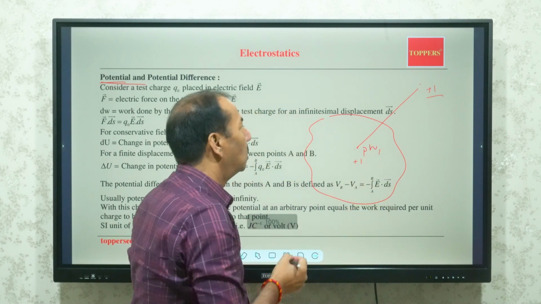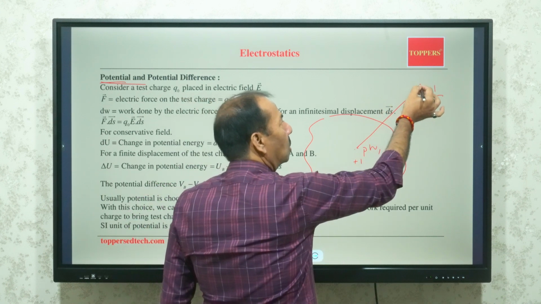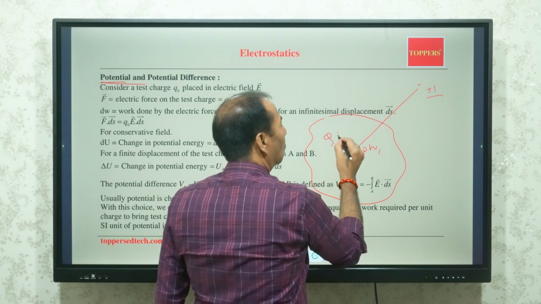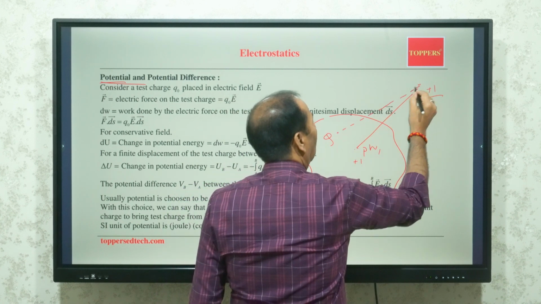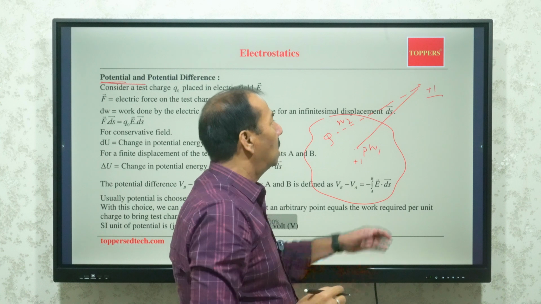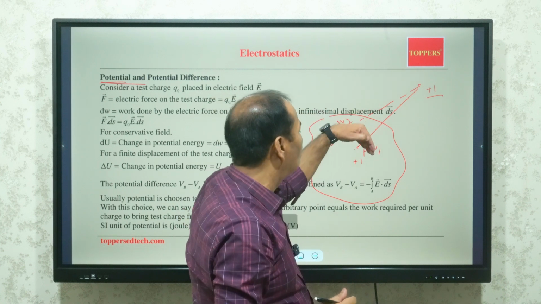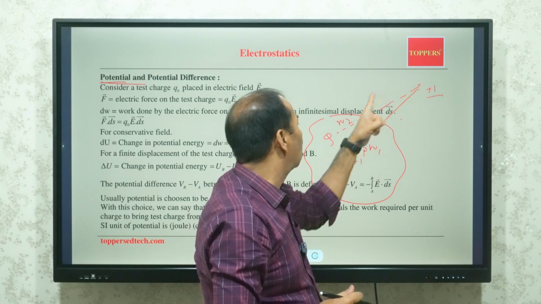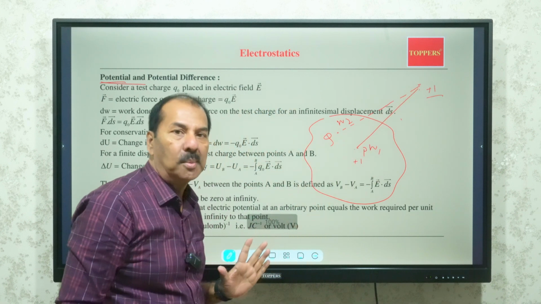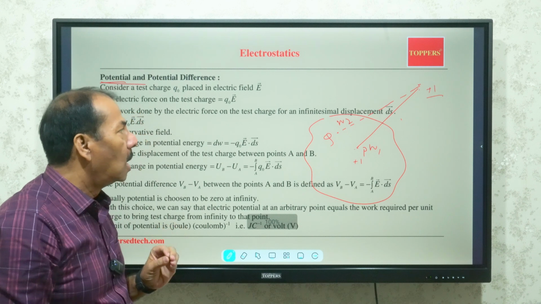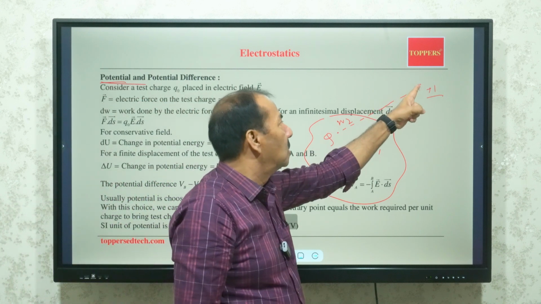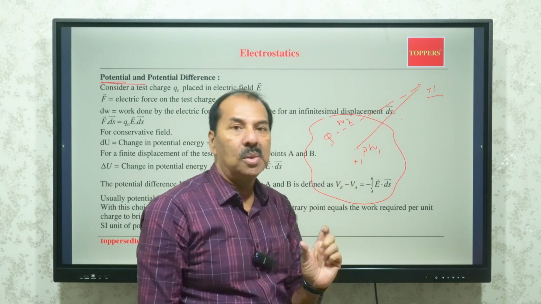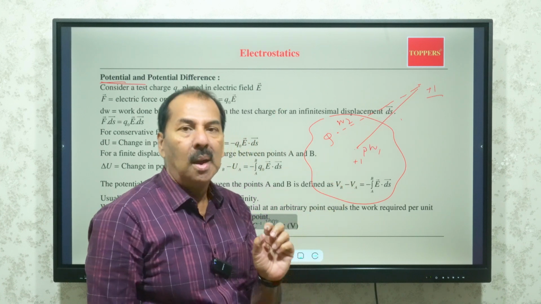W1. Similarly, work done in bringing unit positive charge to another point in this region, let us say it is Q, is W2. So work done in bringing charge from infinity to this point of any electric field region is W1. From infinity to this point, it is W2. Now, this work done in bringing unit positive charge to this point is termed as potential.